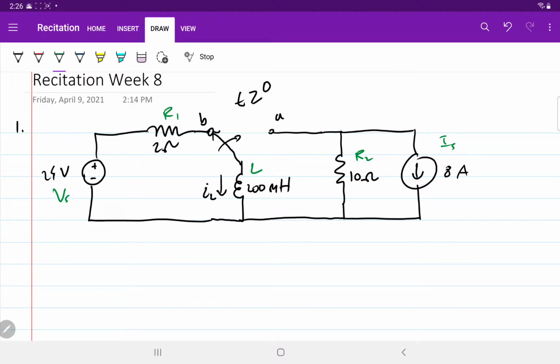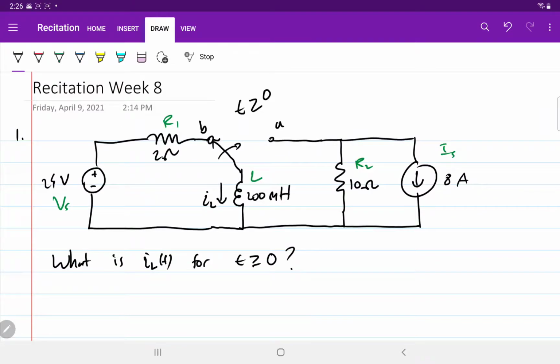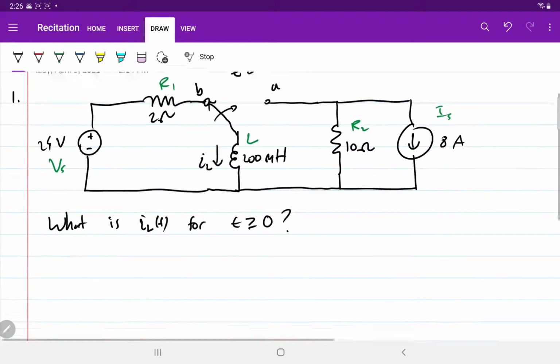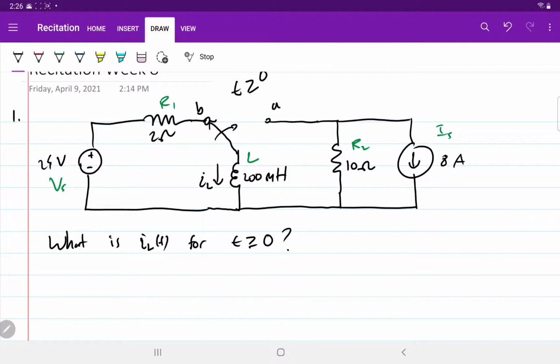Okay, so the question is, what is IL of t? So the expression of the current flowing through this inductor for t greater than or equal to 0. So what is IL of t when we have the switch located at point A, essentially, right? So that's the question here, and no initial condition is given, so we have to figure out ourselves what are the initial conditions for this problem.